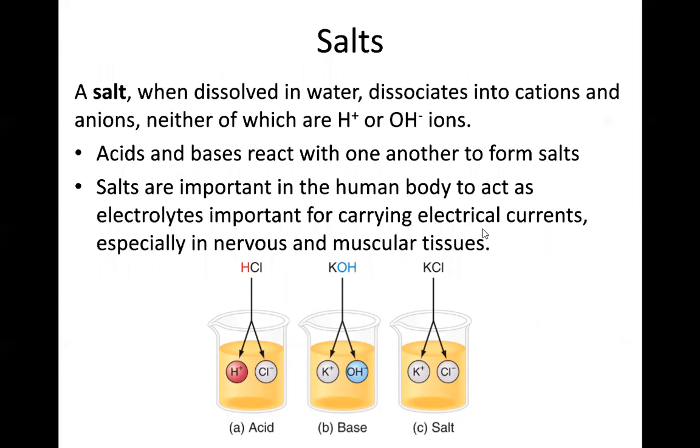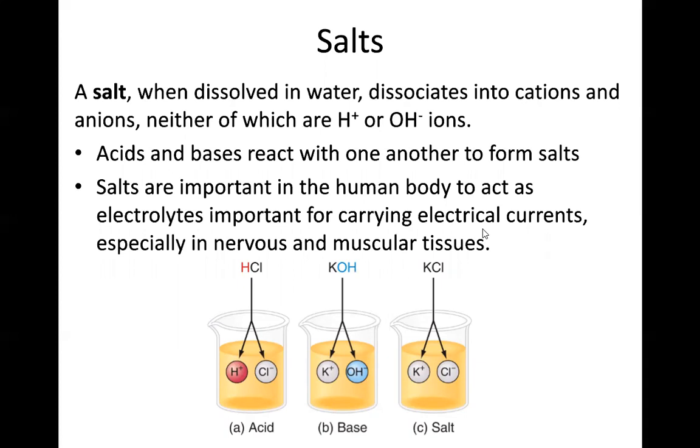We won't talk about those two systems until way later in the semester. Salts are similar to acids and bases, but when they dissociate, like potassium chloride over here on the far right of our page, the two ions that are formed are neither hydrogen ions nor hydroxide ions. And what's cool is that when acids and bases combine, they can react and form salts.